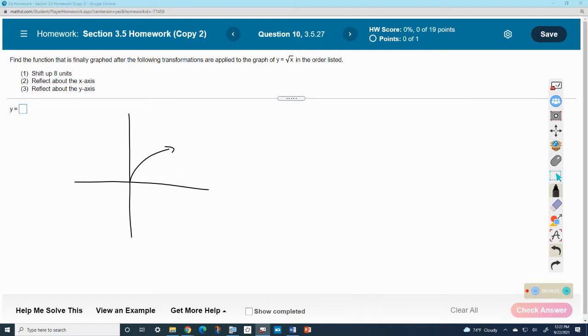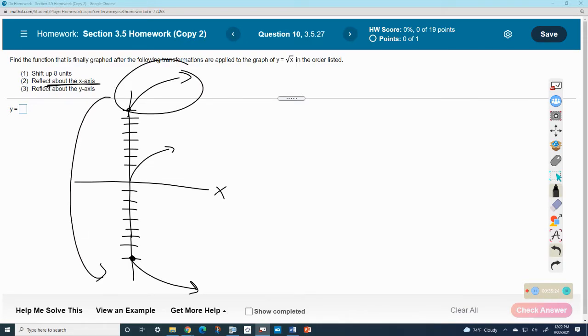I'm going to shift 8 units up. So now here's my function after that step. Then I'm going to reflect about the x-axis. So here's the x-axis, and we're going to reflect about that, which means we're going to flip over that axis. So now I'm down here, and now I'm going that way. I have flipped it over the x-axis, so that it is now down there at -8, and it's curving the opposite direction, vertically. Okay?